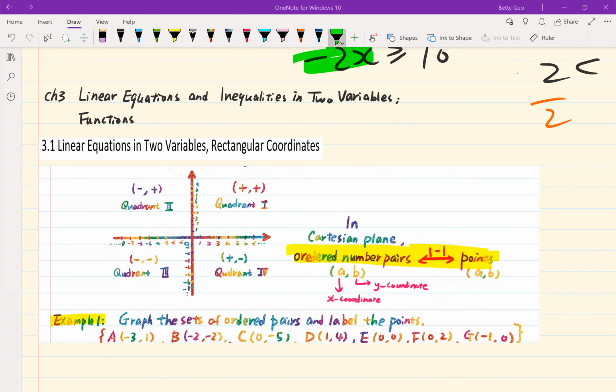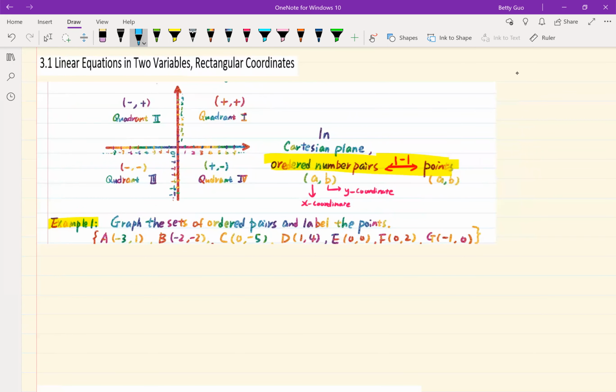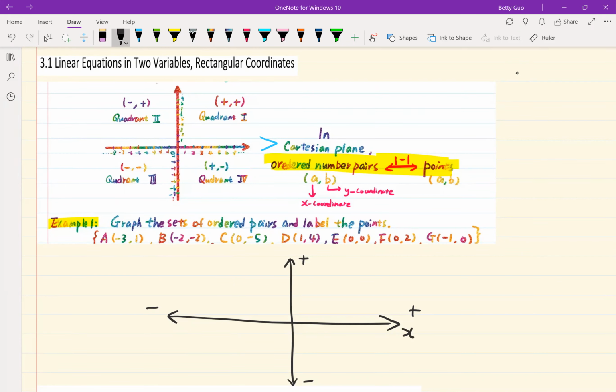If we have a horizontal scale like this one, and this is a positive direction, this is a negative direction, and this is a vertical scale, vertical real number line. This is positive, this is negative. We call the horizontal scale x-axis, the vertical scale y-axis. The two scales cross at 0, and we call the point origin.